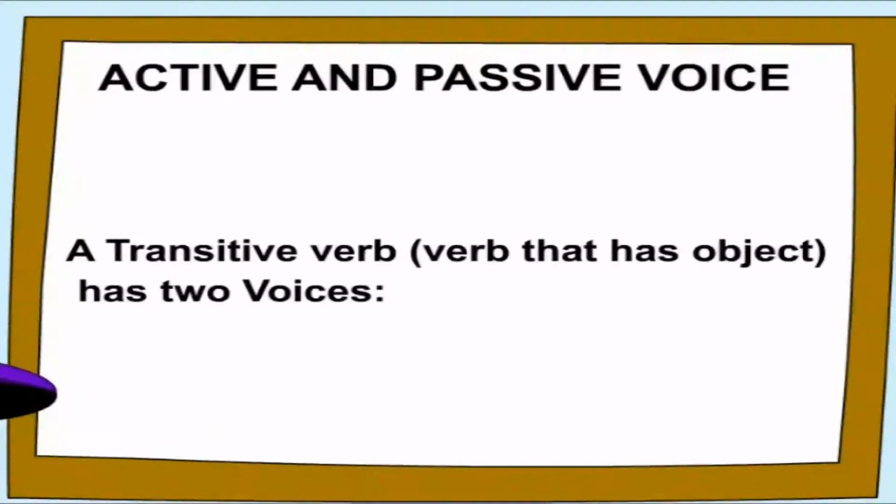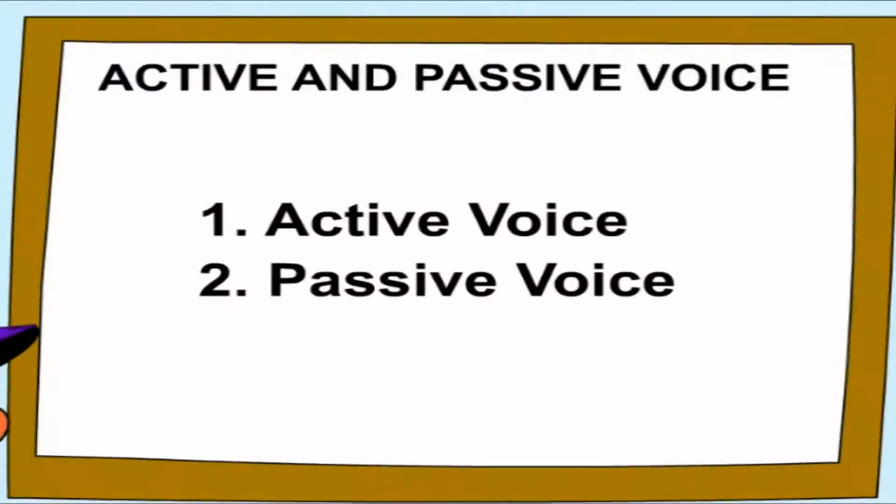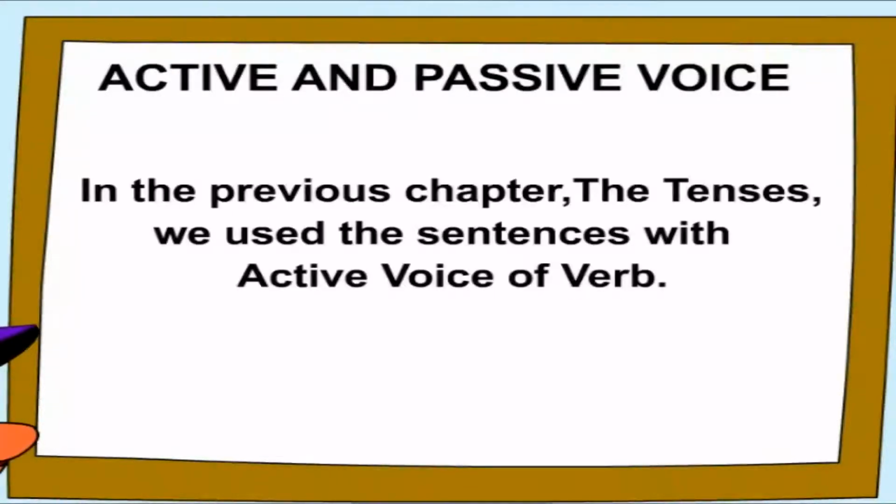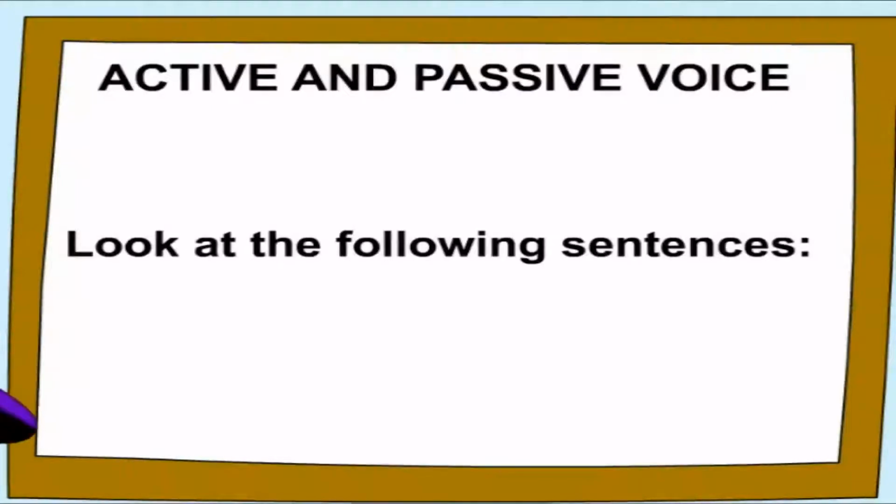A. Transitive verb. A verb that has an object has two voices. 1. Active voice. 2. Passive voice. In the previous chapter, the tenses, we used sentences with active voices of verb. Look at the following sentences.